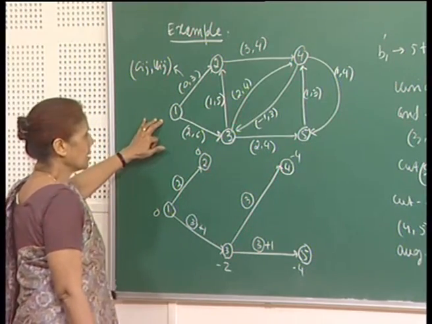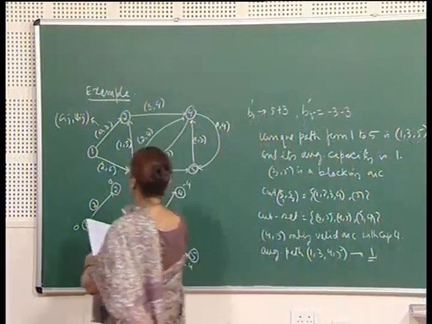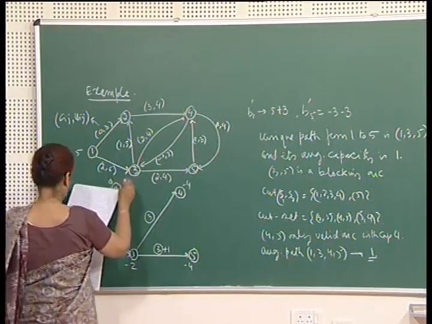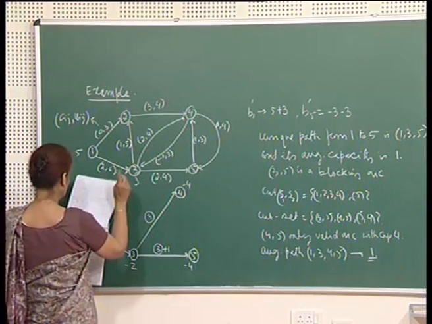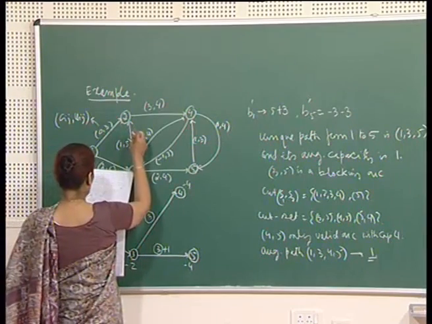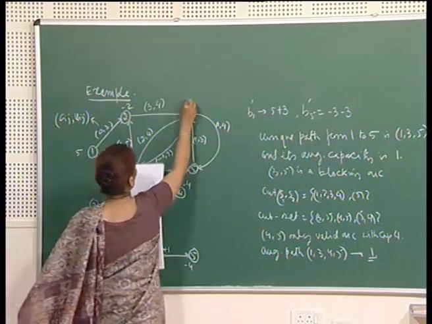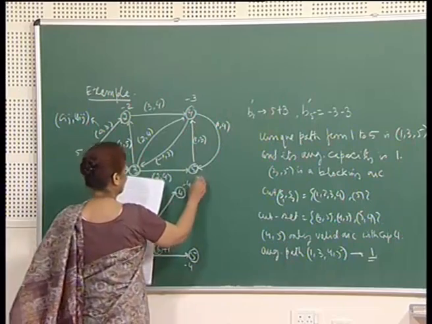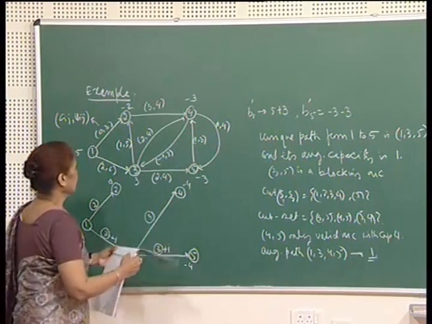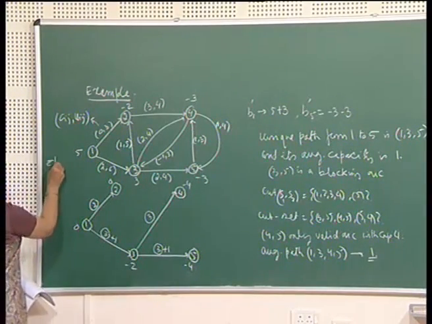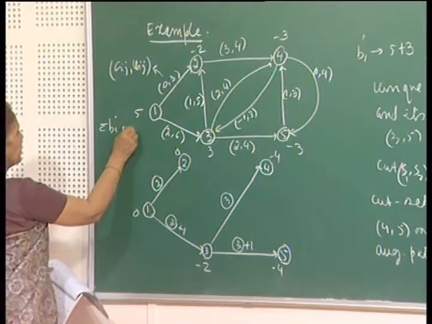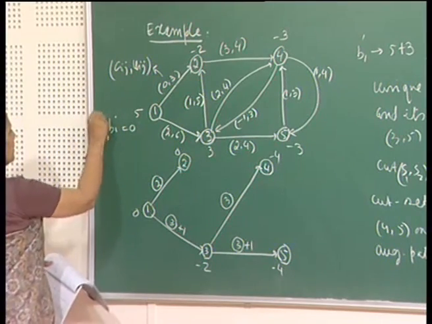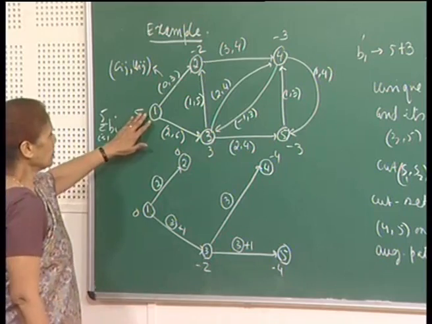The demands and the supplies could also be shown. This is 5 and this is 3, that means 8 units are available here, and this is -2, -3 and -3. So, the sum of b_i's adds up to 0, for i varying from 1 to 5. So, this is what you have.